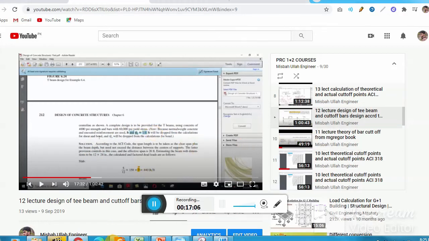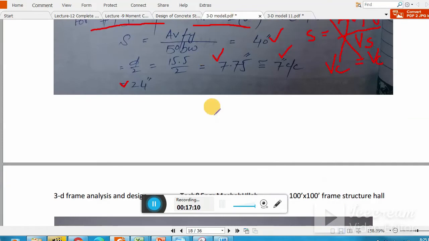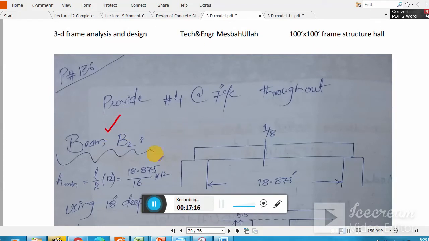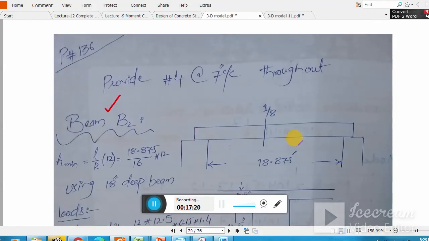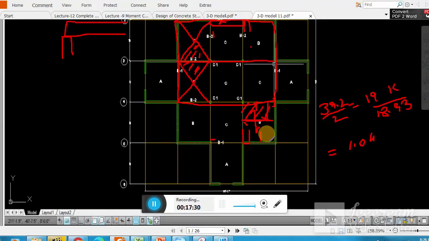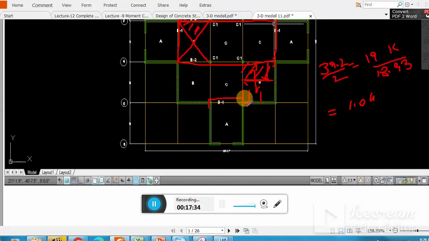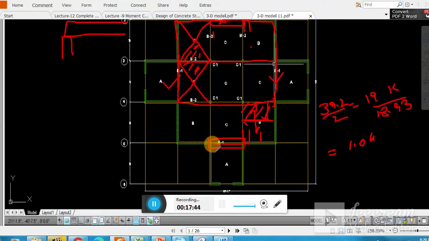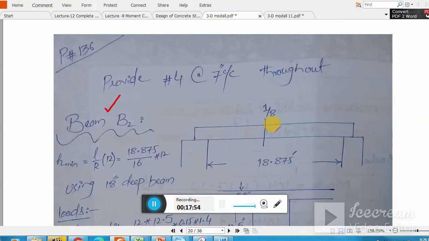Next is the flexure design of beam B2. The procedure is simple. Here we have a simply supported beam, which is quite simple. It is not hard for us to design a simply supported beam. One is here, one is here, and one is here, and one is here. We have 4 B2 beams. The clear span is 18.875, that is panel A transverse width, or LA. And we have only one coefficient, that is 1/8.